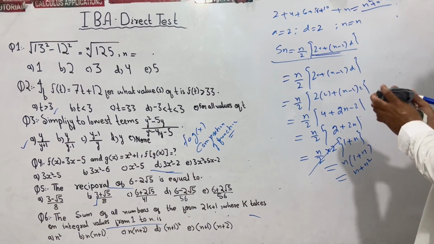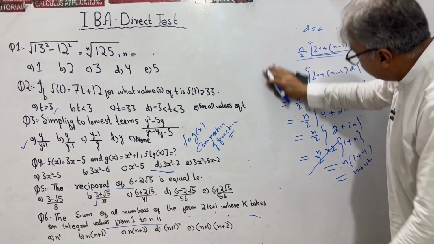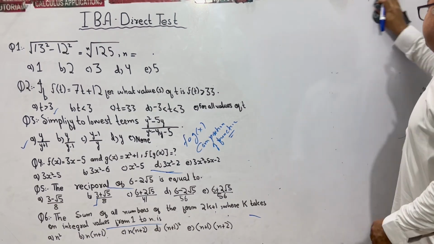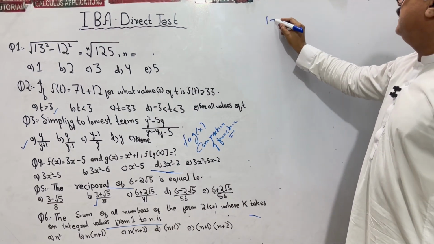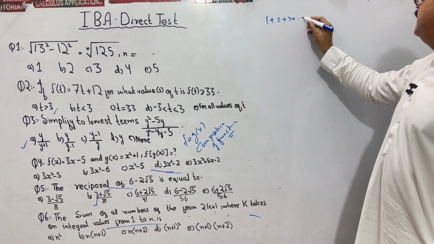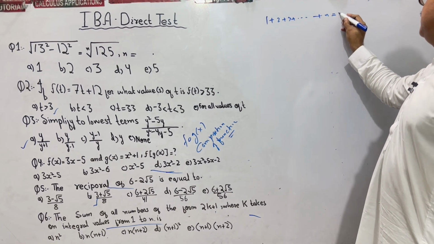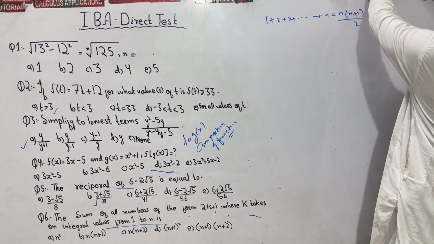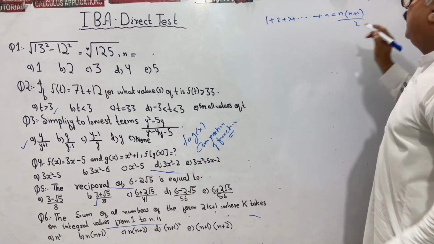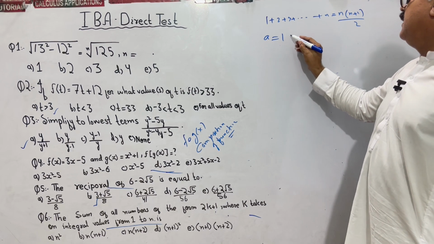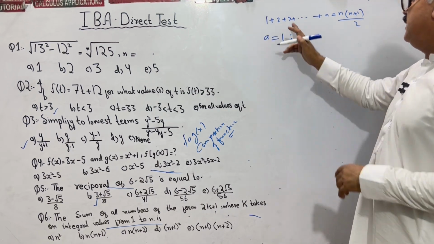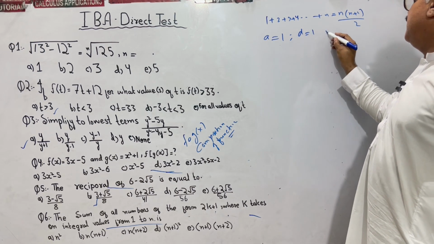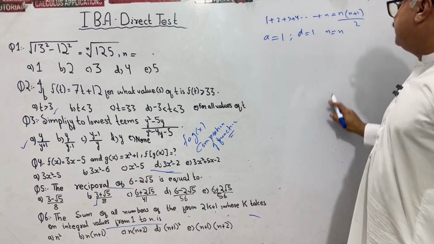What is the sum of the first n natural numbers? Let me find this for you as well. 1 plus 2 plus 3 up to n terms is given by n times n plus 1 over 2. Let's verify this one as well for you. I have a equal to 1. Common difference 2 minus 1 is 1, 3 minus 2 is 1, 4 minus 3 is 1. So common difference is 1 and number of terms is n here.